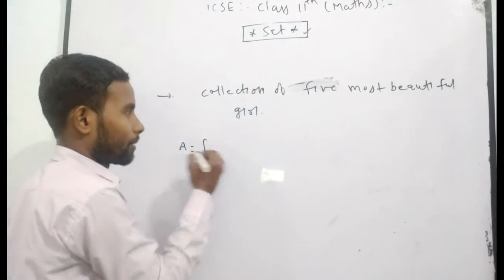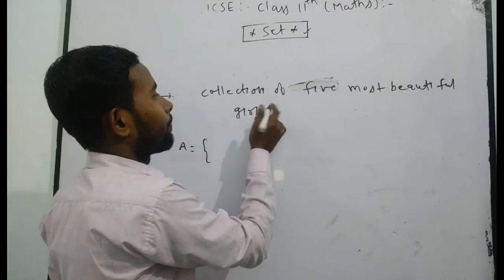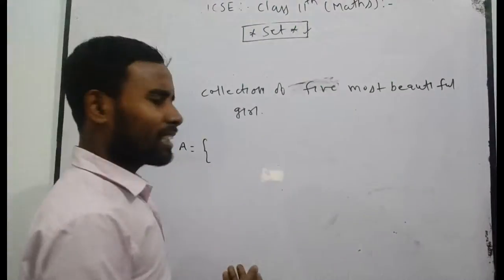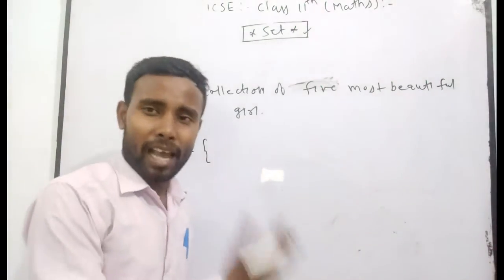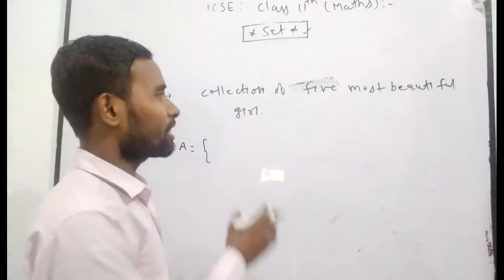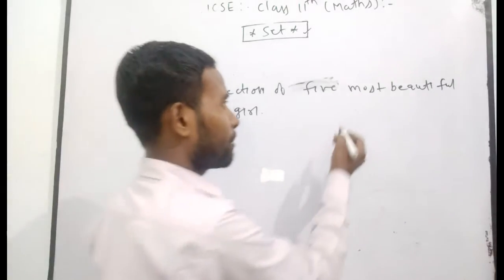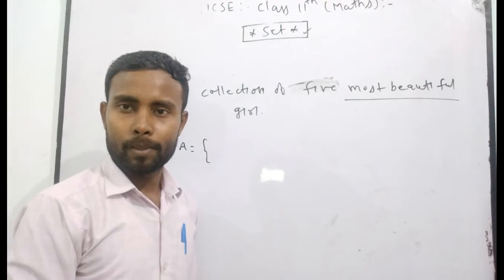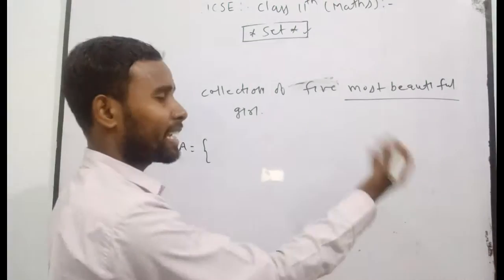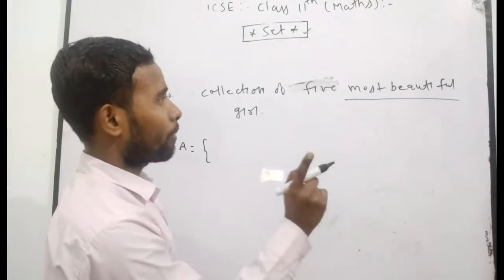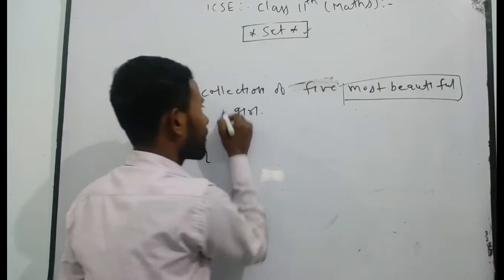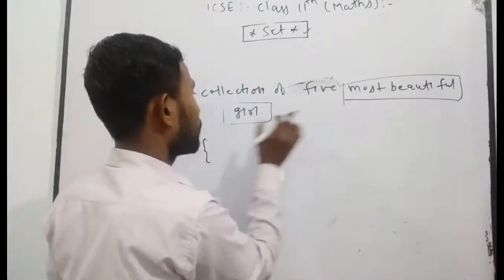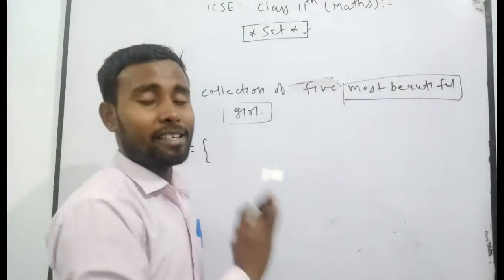Suppose that I have taken A. In general, definitely any person chooses a Bollywood actress or Hollywood actress, but it is not necessary. A person may not always like a Bollywood, Hollywood or South actress. So you can tell me most beautiful girl is not a well defined term. For a particular person, maybe they like another person, but I always suggest you, most beautiful girl is not a well defined term. So the collection of 5 most beautiful girls is not defined, that means it is not a set.